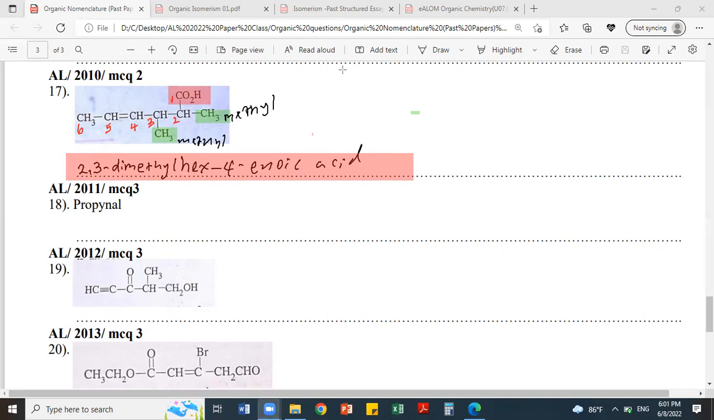I think Sishan, your answer is 2,3 dimethyl hex-4-enoic acid. Perfectly correct, Sishan. So you have got it now, this method. So you can answer even your paper. Definitely, Sishan, now you have got the computers to do it. You were there from the beginning when I started this organic thing.